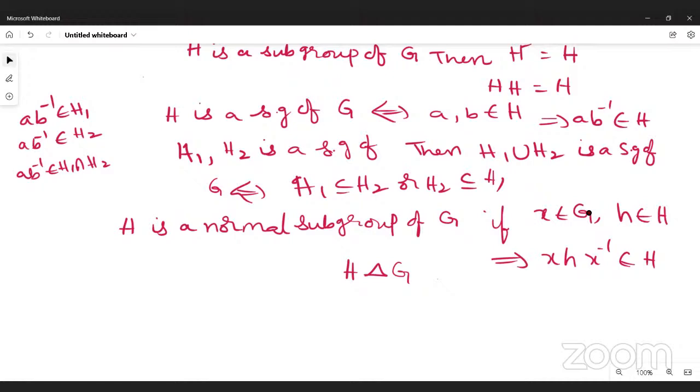Now here, at the same time, if x belongs to G and h belongs to H1 intersection H2, then definitely x h x inverse belongs to H1 intersection H2. Therefore, the intersection of any two normal subgroups is also a normal subgroup.